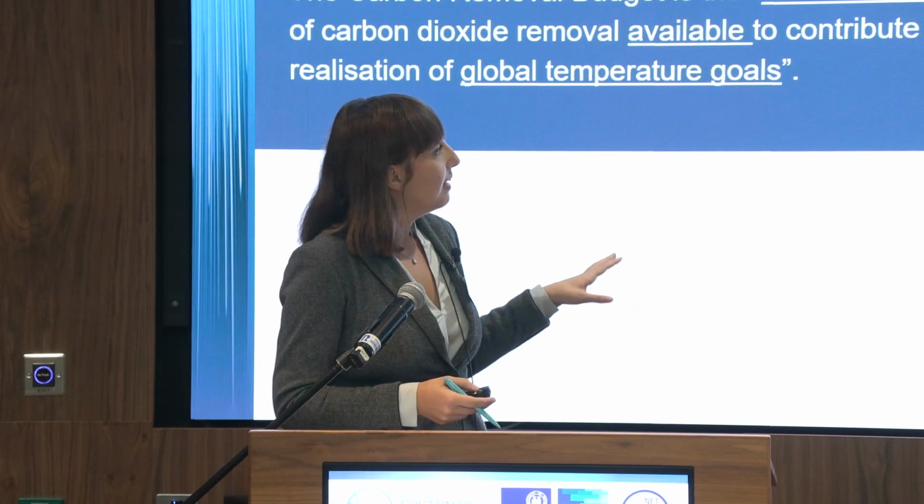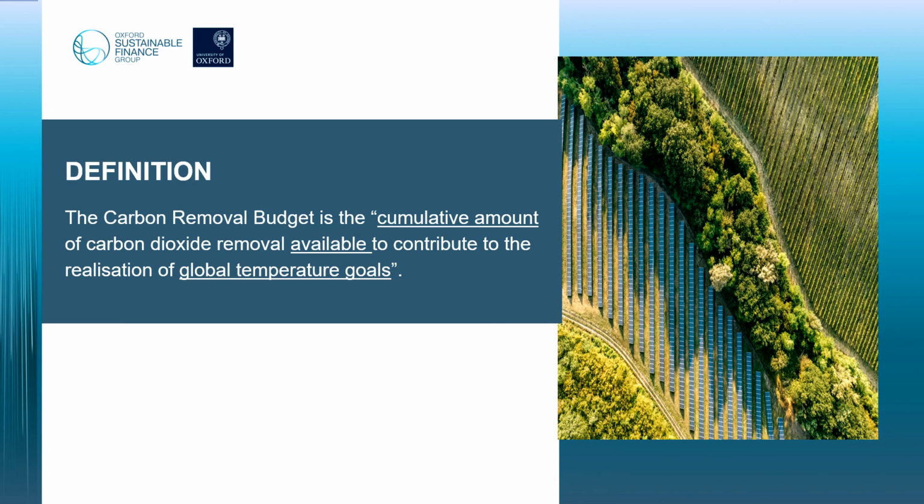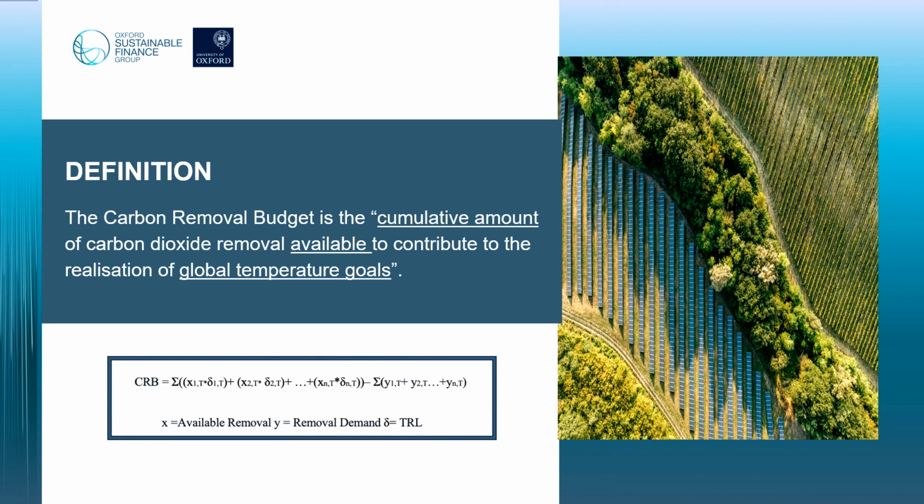So we define the carbon removal budget as the cumulative amount of carbon dioxide available to contribute to the realization of global temperature goals. And this matters because it depends which global temperature goal we're talking about. Obviously, within the Paris Agreement, there is a range. We say well below 2 degrees. We know there's a number of different pathways to help reach that. And that matters in terms of the emissions that we're putting out there, as well as the potential implications for removals as well. And so stylistically, this looks like this.